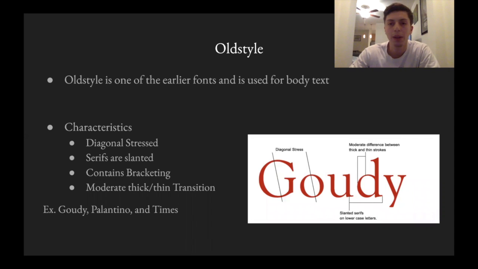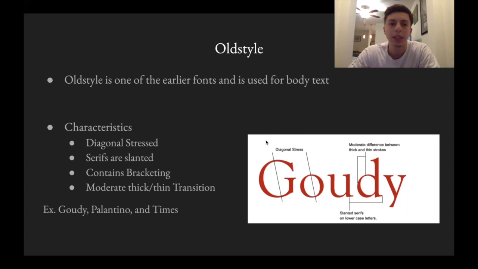So to begin with, let me go ahead and move myself up there. I'm gonna start off with Old Style. Old Style is one of the earlier fonts, and it is used for more of a body text. They're good for body text. They're real clean, crisp, easy to read, easy to follow along with. You won't lose your audience if you use an old style text.